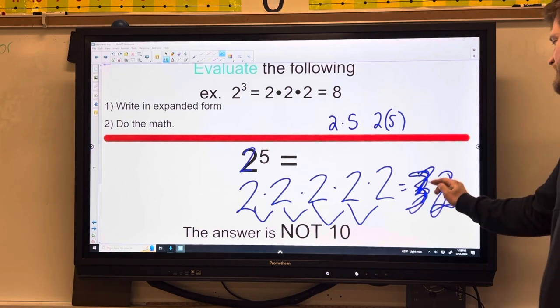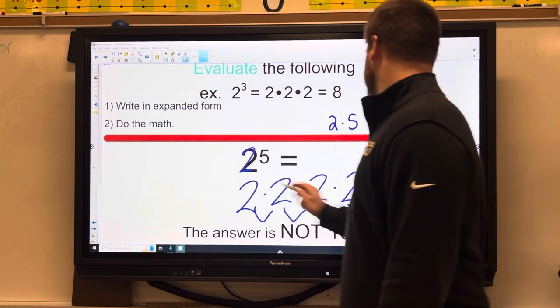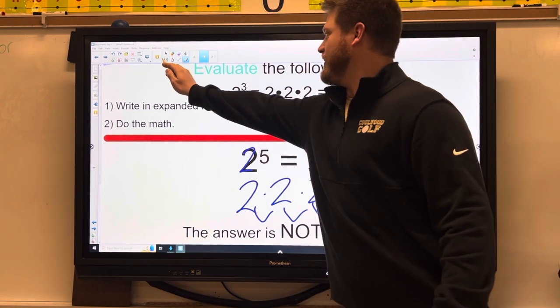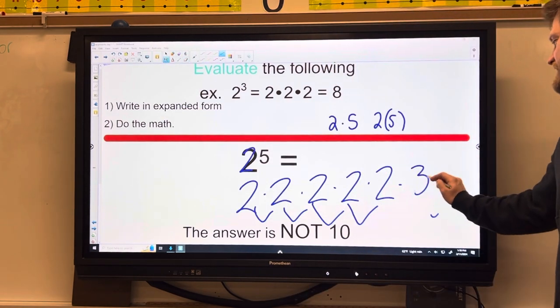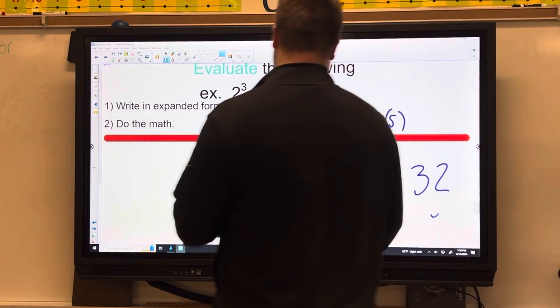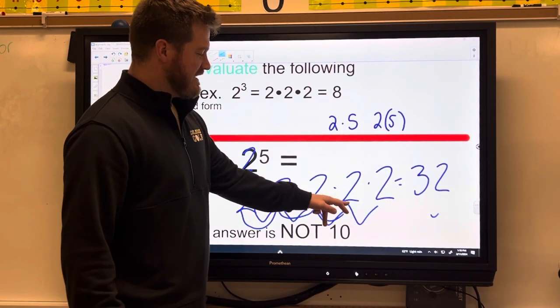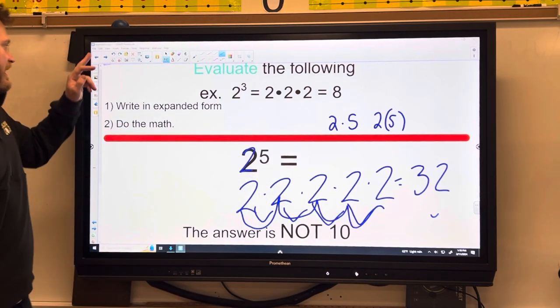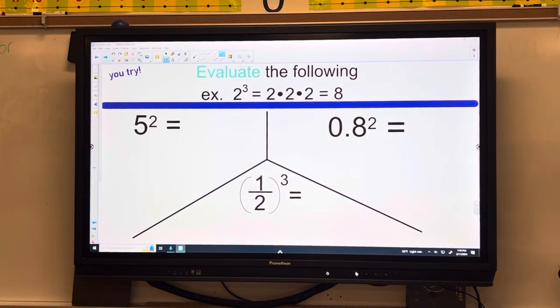That is the sloppiest way to write 32. My bad. 32. 2 times 8 is 4, 8, 16, 32. All right? You try these through on your own. Pause the video. We'll go over it here whenever you unpause it.